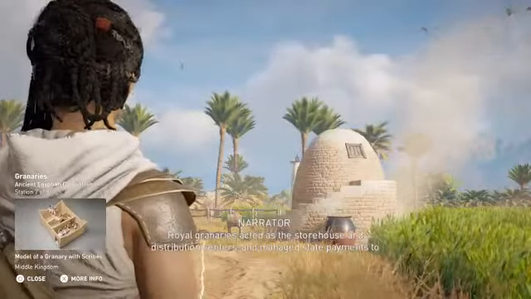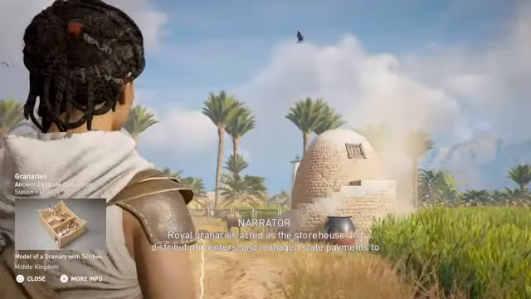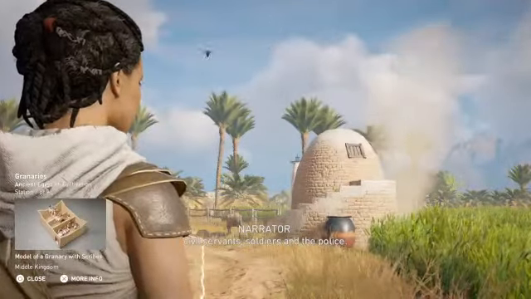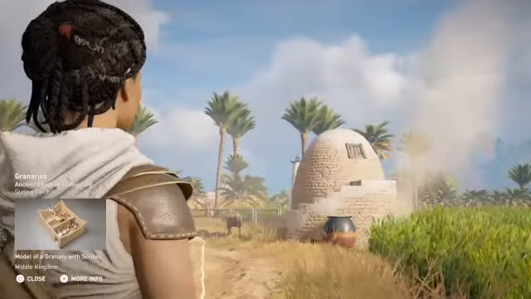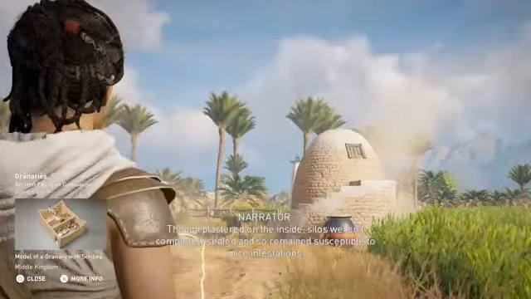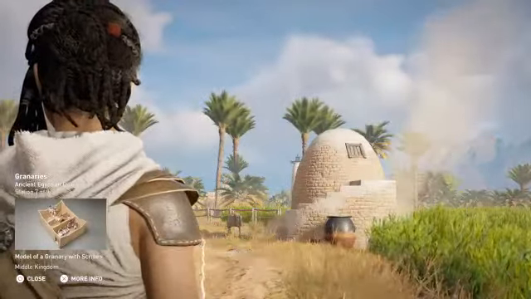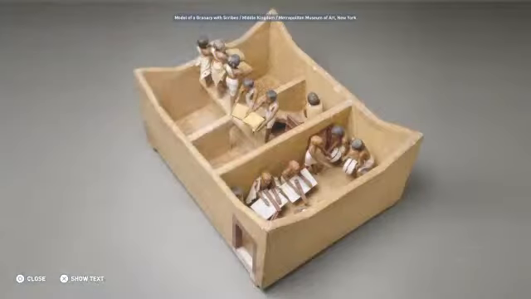Royal granaries acted as the storehouse and distribution centers, and managed state payments to civil servants, soldiers, and the police. Though plastered on the inside, silos weren't completely sealed, and so remained susceptible to mice infestations. Model of a granary with scribes, Middle Kingdom, Metropolitan Museum of Art in New York.